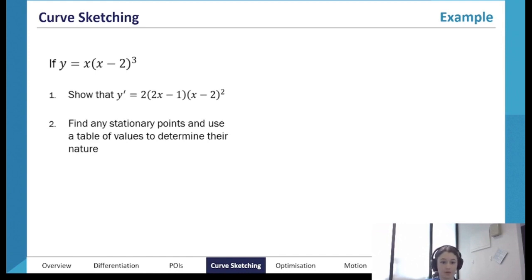So what we have here for our function is a product, because we have x multiplied by a different function, which is (x - 2) cubed. So we have a product. The other thing that we have is a function to a power. So we have x - 2, which is kind of like a linear function within itself, to a power. So whenever we have a function to a power, we need to use the chain rule. So in this question here, to find the derivative, we are going to have to use the product rule and the chain rule.